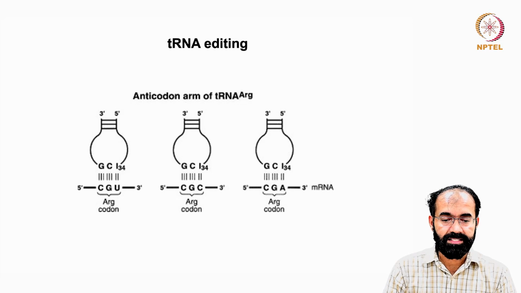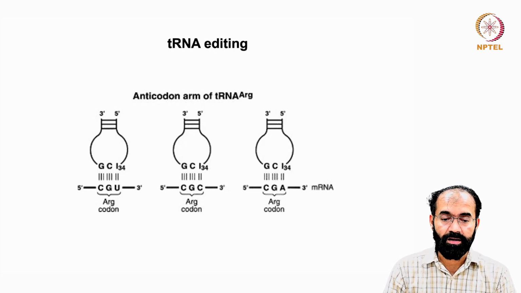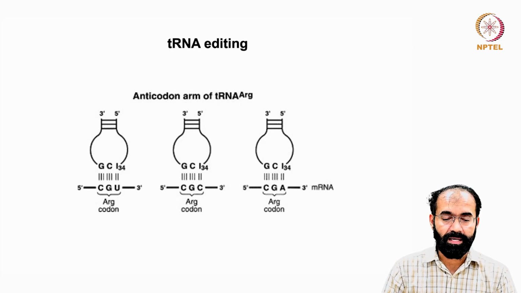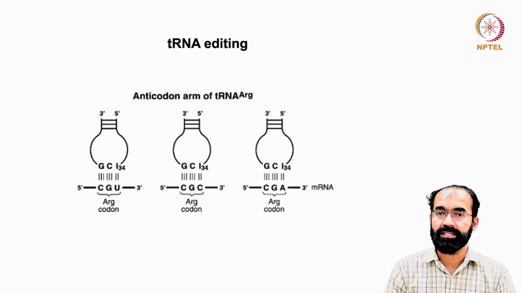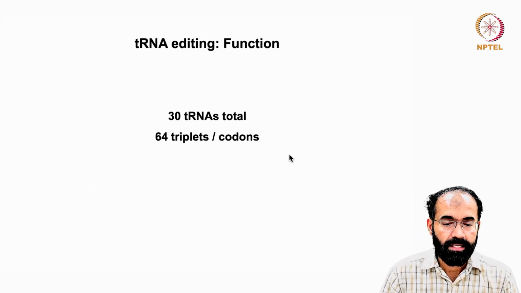So this G to I conversion is able to cater to the arginine codon, because I is neutral. I doesn't have any bias towards any of the bases. Otherwise, you would have to have a CGU pairing with GCA only. So this problem can be solved, and subsequently the other codons can also be catered to effectively.